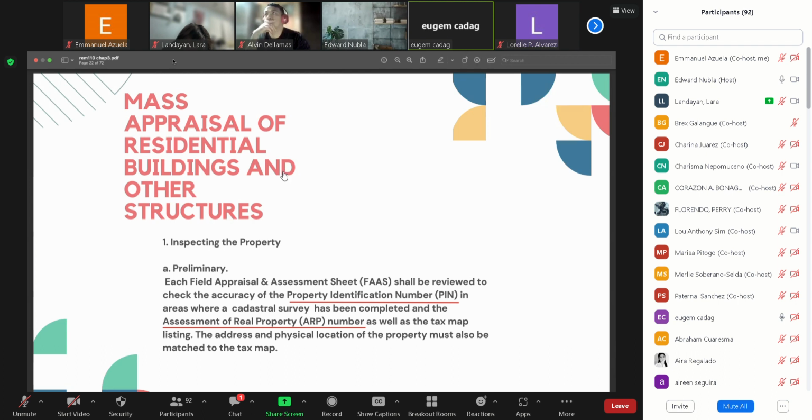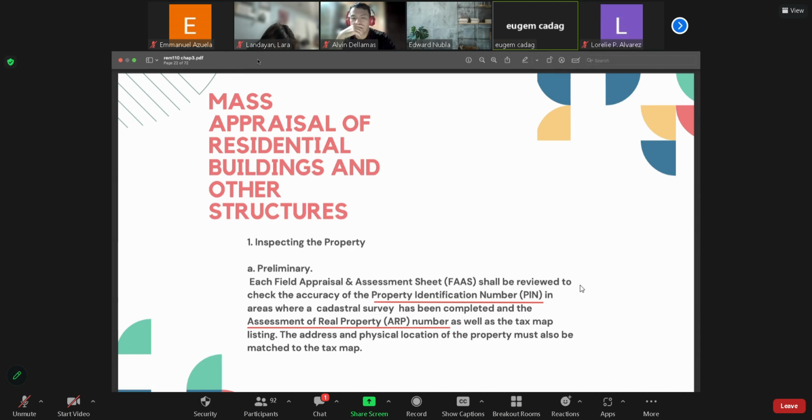So the first thing here is inspecting the property. It says here each field appraisal and assessment sheet, or FAAS, shall be reviewed to check the accuracy of the property identification number in areas where a cadastral survey has been completed, and the assessment of real property, or ARP number, as well as the tax map listing. The address and physical location of the property must also be matched to the tax map.